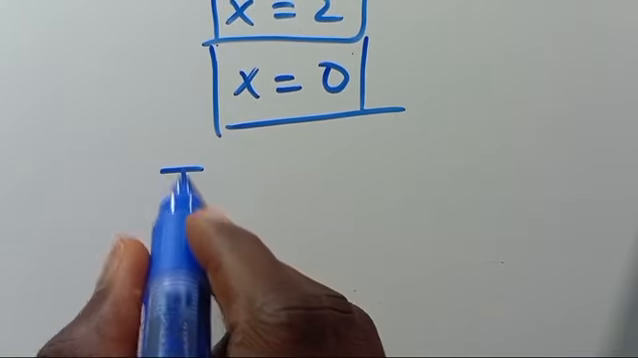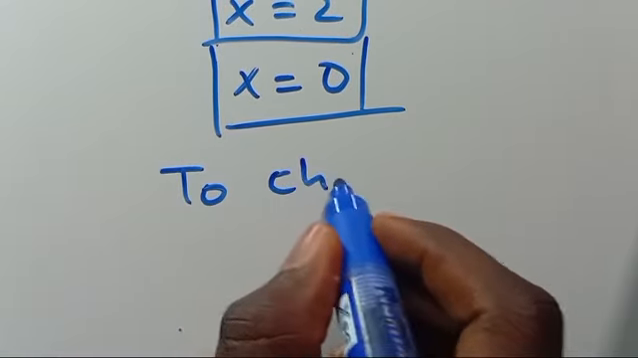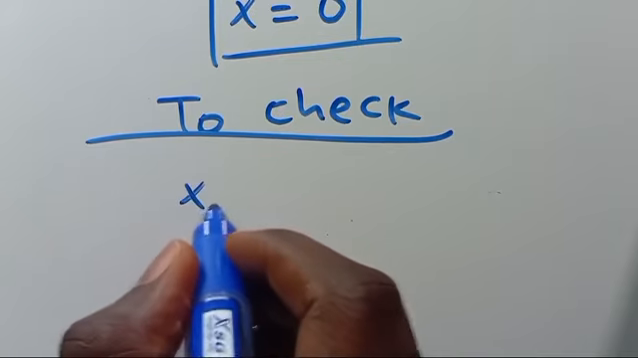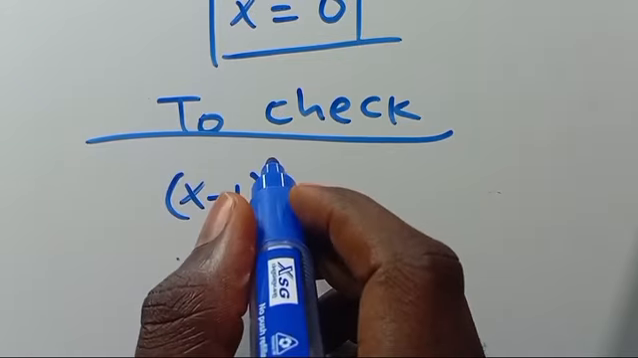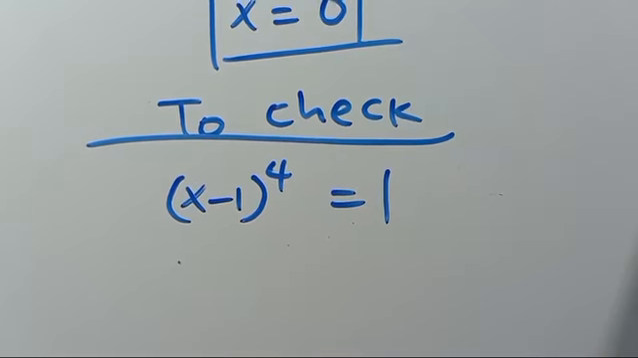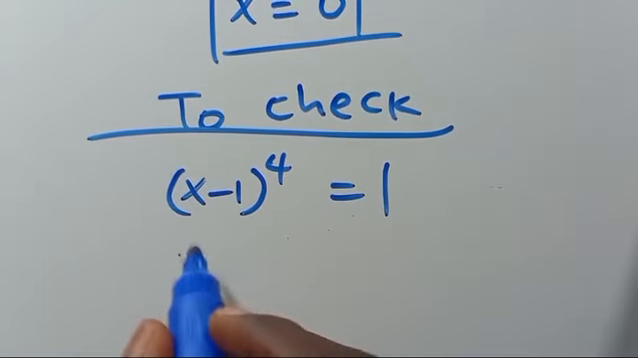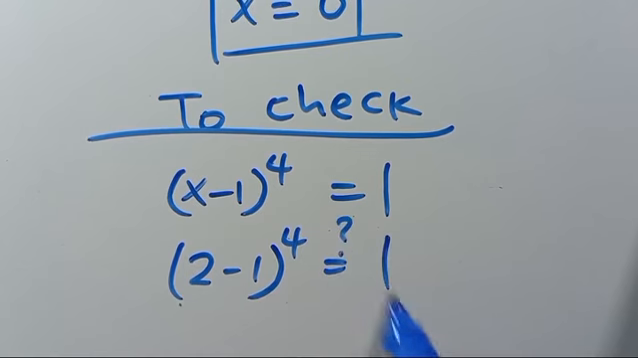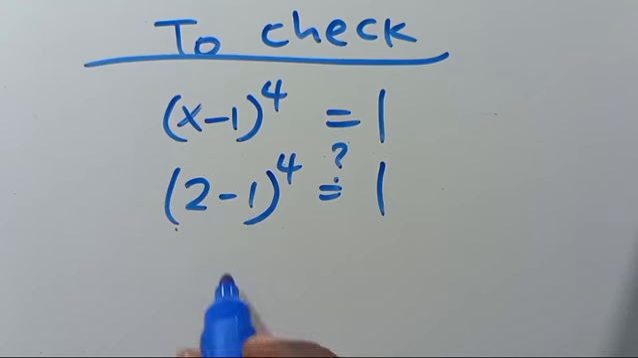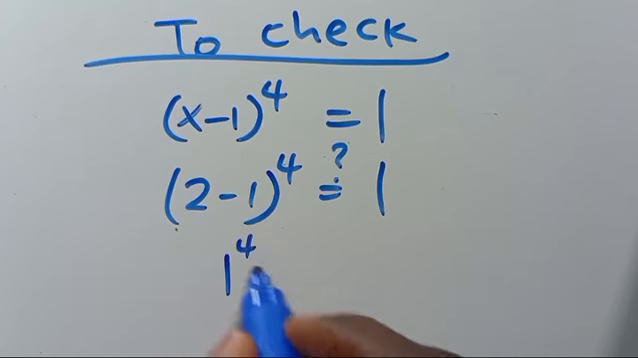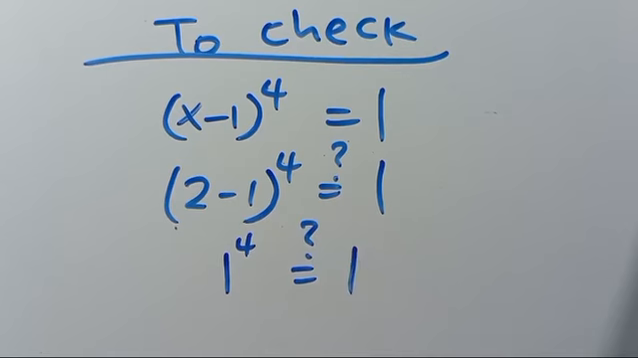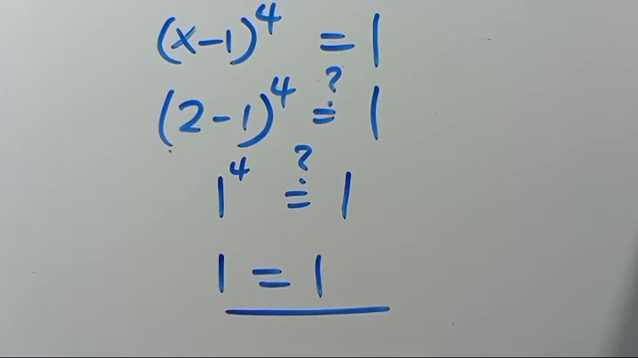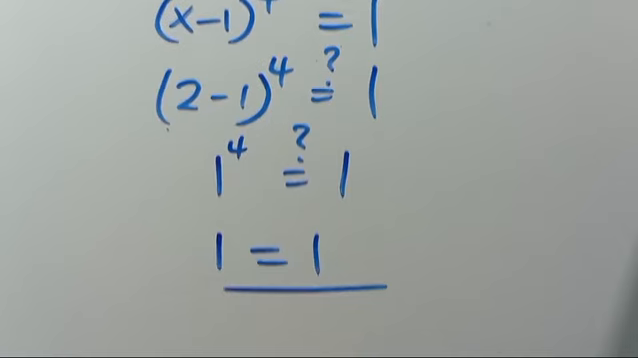Then from here to check, we have (x - 1)^4 = 1. When x = 2, from here we have (2 - 1)^4, which is going to give us 1. 2 - 1 is 1, 1 to the power of 4 is going to give us 1. 1^4 simply means 1, and this equals 1. The left hand side satisfies the right hand side.